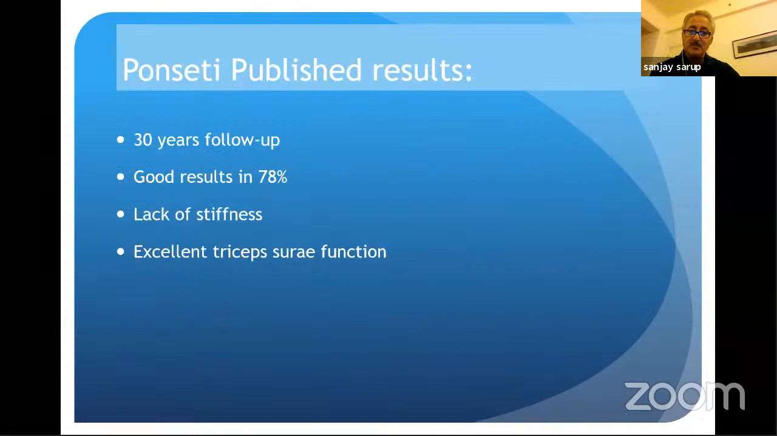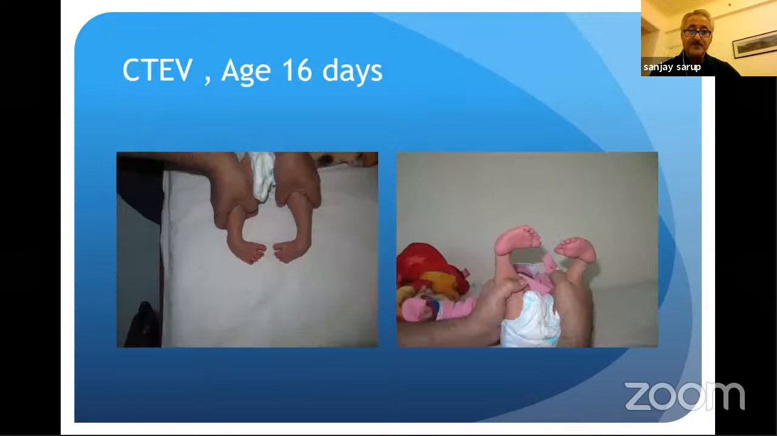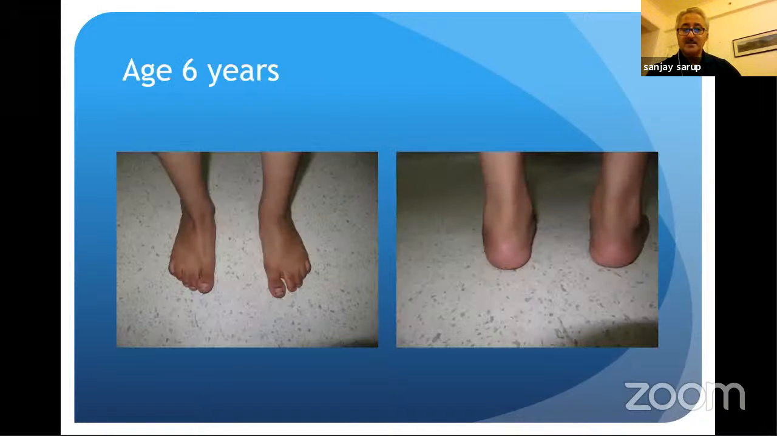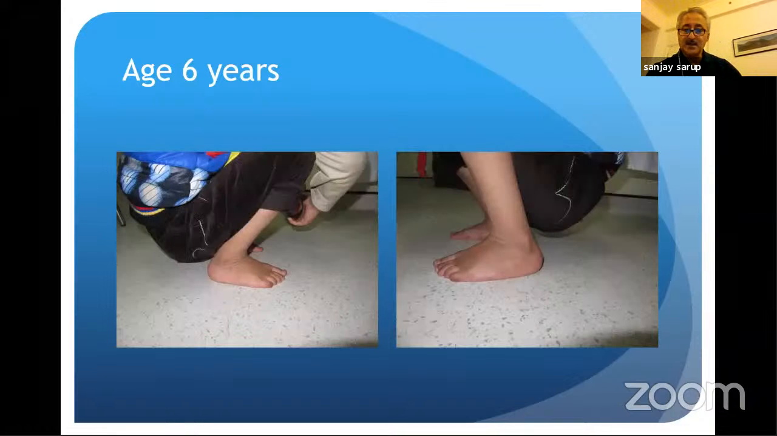When you look at Ponseti's published results, he had a 30-year follow-up. He had good results in 78%. The most striking thing was that there was a lack of stiffness in these feet and an excellent triceps surae function. And this is a typical example. A kid, 16 days old, then at 6 years, you can see a nice plantigrade foot, fully mobile, and the kid can sit and squat, but the squatting is limited. I see this very commonly. They do tend to stiffen up a little bit as they grow older. But overall, everybody would agree that this is an excellent result with a very conservative technique.